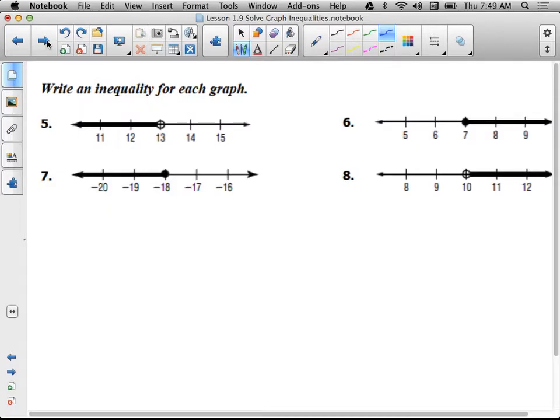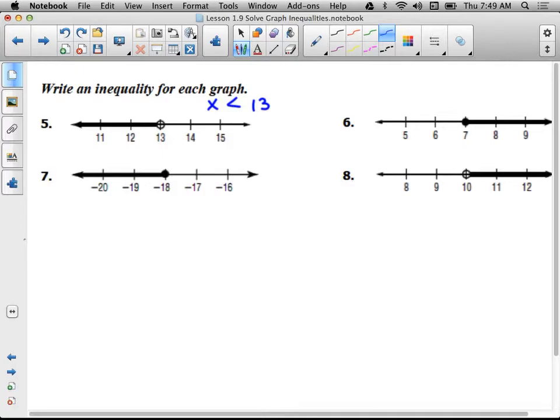Let's work in the other direction. If we're given the graph of an inequality, we should be able to write the inequality that goes with it. So let's look at number 5. The boundary point is 13, and we're looking at numbers less than it. It's an open circle, so I'm not going to put the or equal to underneath it. I'm just going to stop there with x is less than 13.